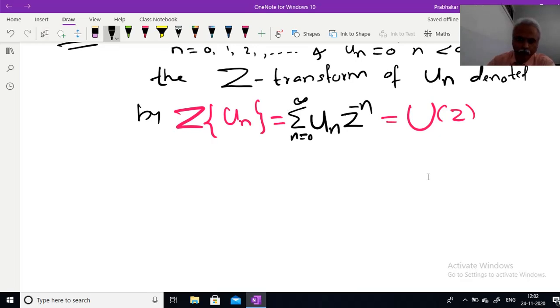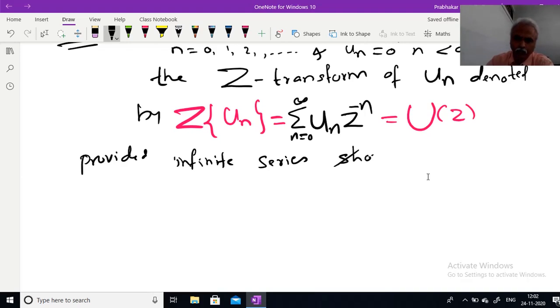This is provided some conditions we put. This generates an infinite series. The infinite series should not give you infinity values. It should be realistic values. The infinite series converges to some finite value.